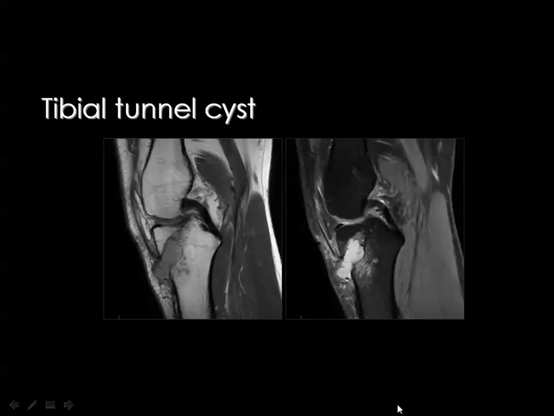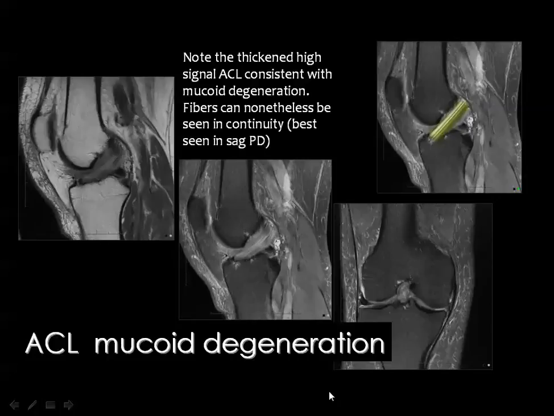And this is an example of a tibial tunnel cyst, intermediate signal in the proton density image and bright signal in this T2 fat suppressed image. Then we come to another issue regarding the ACL abnormalities, and this is known as mucoid degeneration of the ACL. By mucoid degeneration, we mean that there is degeneration of some of the fibers of the ACL while other fibers remain intact. In the images, you will see that the anterior cruciate ligament is swollen, and it shows abnormal increased signal in all pulse sequences.